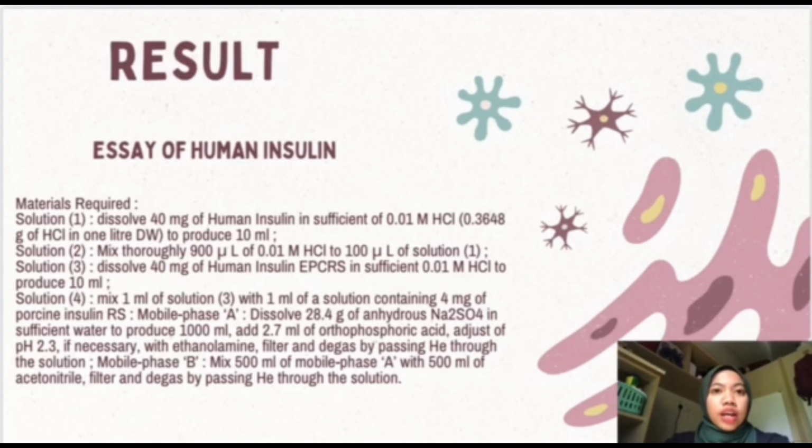For mobile phase A, dissolve 28.4 gram of anhydrous Na2SO4 in sufficient water to produce 1000 ml. Add 2.7 ml of orthophosphoric acid. Adjust to pH 2.3 if necessary with ethanolamine. Filter and degas by passing helium through the solution. For mobile phase B, mix 500 ml of mobile phase A with 500 ml of acetonitrile. Filter and degas by passing helium through the solution.